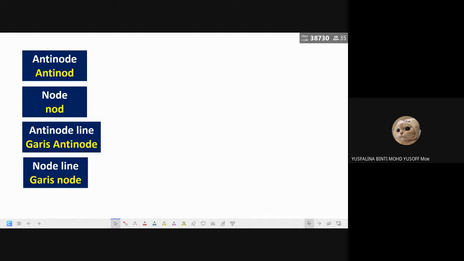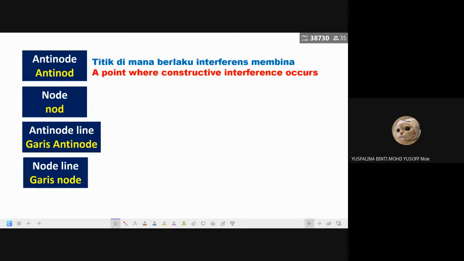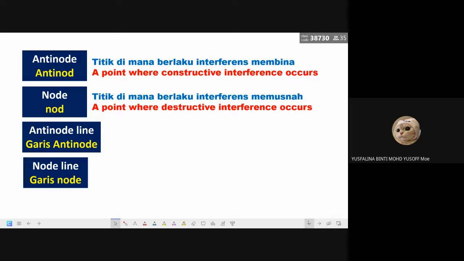Okay, the next one, we move on to the anti-node. Sometimes in the questions they don't mention constructive interference; they use anti-node. So when they mention the anti-node, you know that constructive interference occurs. At the point where constructive interference occurs, we call it the anti-node. But if they mention a node, the node is the point where destructive interference occurs. So if the question says point A is the node, you already know that it is destructive interference.